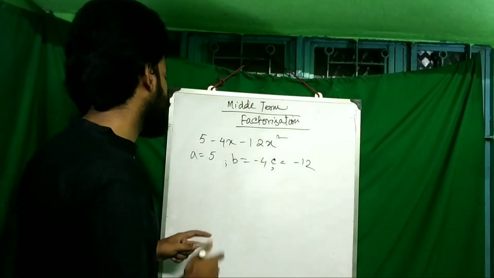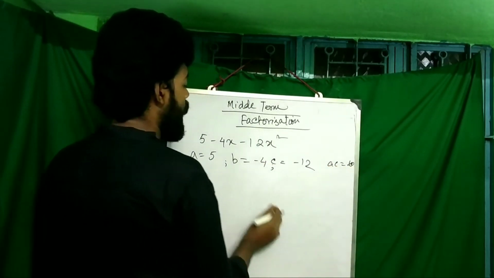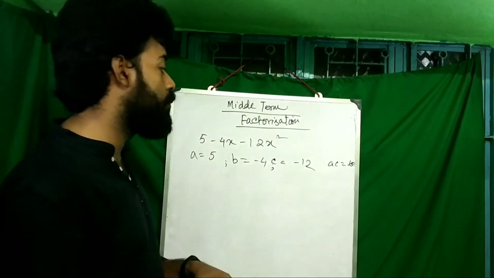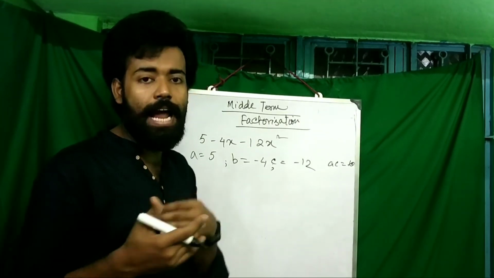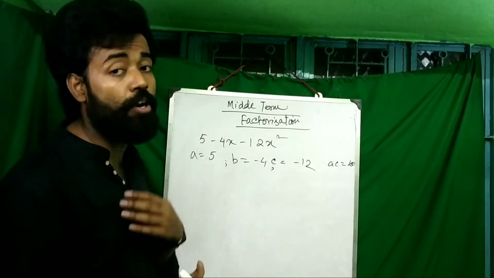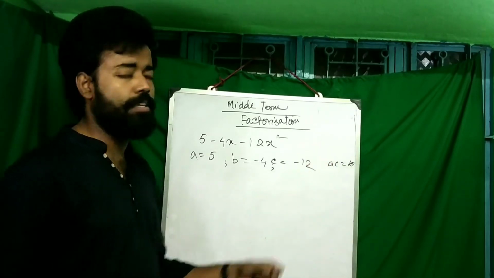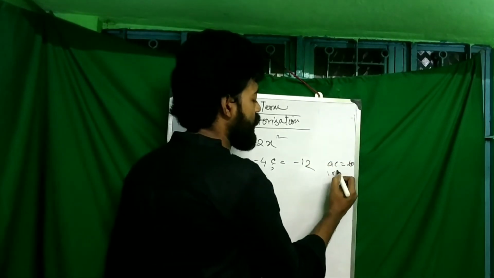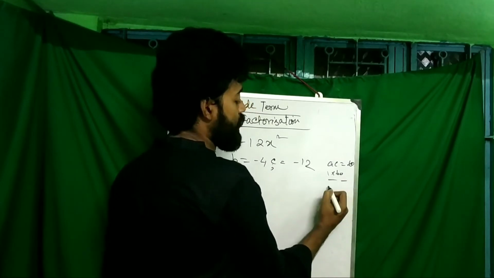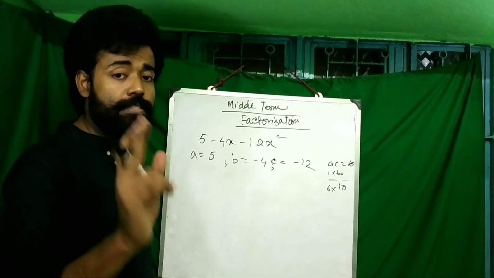Now let's solve this. So AC again will be here minus 60, and we have to break B into two numbers such that on adding them we get minus 4, and on multiplying them we get minus 60. So if you find the multiples of 60, it will be 1 into 60 and all. Now I am not writing all the things. It will be for 6 and 10. See, for 6 into 10 we get 60.